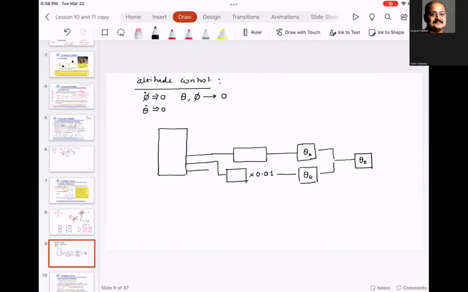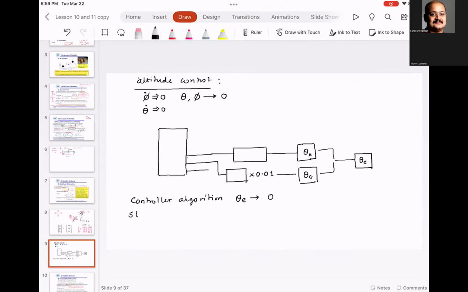Now what I want to do is design an algorithm, a controller algorithm, to find out theta E, and I want this theta E to go to 0. Everyone understood this? So I want to design some type of controller algorithm so that theta E goes to 0. So how would I find that out?